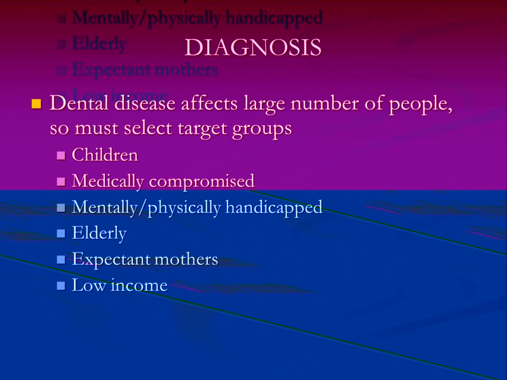So we also know, looking at our epidemiology, that dental disease is not discriminative, and so it affects a large number of people. So we're going to have to whittle down our target groups. Some potential target groups are children, our elderly population, moms to be, and our low income population.